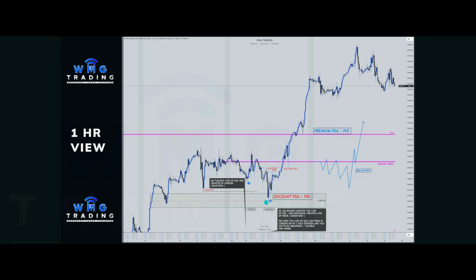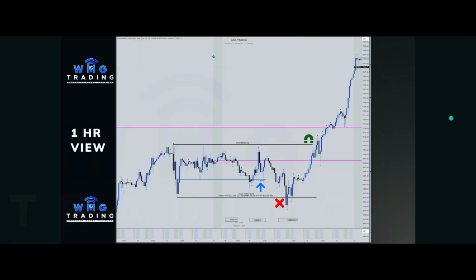Manipulation lower. Tuesday, Wednesday creates the low of the week. Rallies up. We have clear engineered liquidity here. And we also had this previous week's high. And again, later we're going to discuss how we got up into here. Okay, so let's move forward.